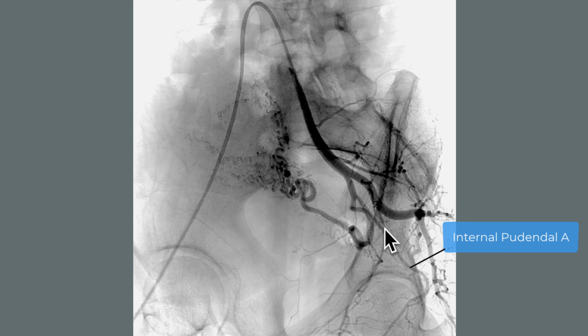The internal pudendal artery is identified by its course, and we could see that there is a forward bend at the level of the ischial spine here. And this is the posterior trunk, and this is the superior gluteal artery, and this is the inferior gluteal artery arising from the superior gluteal artery.